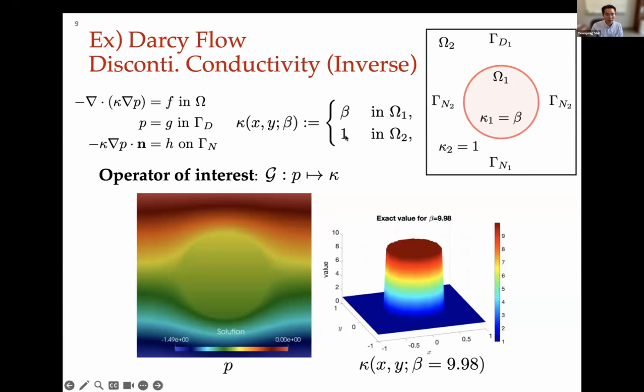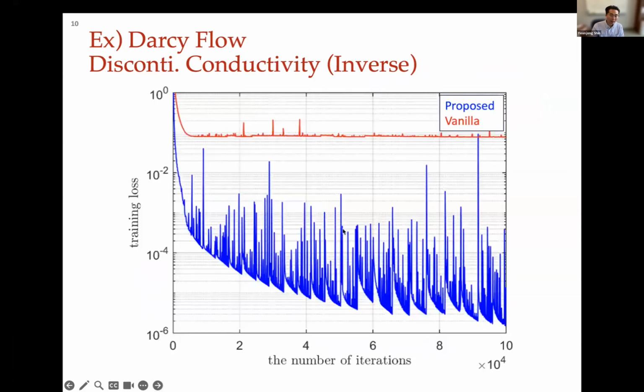So I will go over the details of this example later on, but here the operator of interest is the following. Given the pressure field, we want to recover the discontinuous conductivity as a function, so that you give a smooth solution as an input, and we want to get the output as a discontinuous solution in the following form.